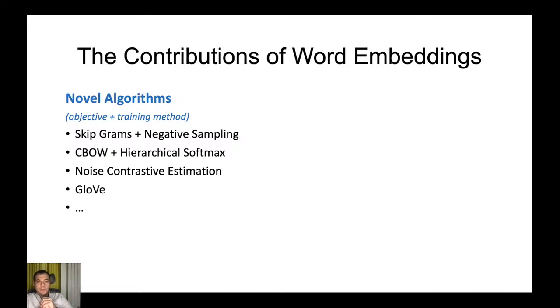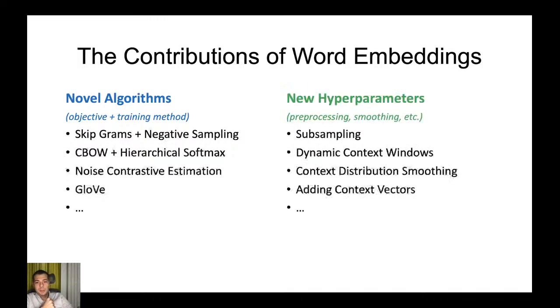So there are two major contributions of word embeddings. We have a set of novel algorithms that are based on objective functions and training approaches. Here we have the Skipgram model plus negative sampling, CBOW, and hierarchical softmax, and other ways of building these word embeddings. At the same time, we also have new hyperparameters for pre-processing and post-processing, such as subsampling, dynamic context window, context distribution smoothing, adding context vectors, and so on. So the question is, what's really improving the performance here?